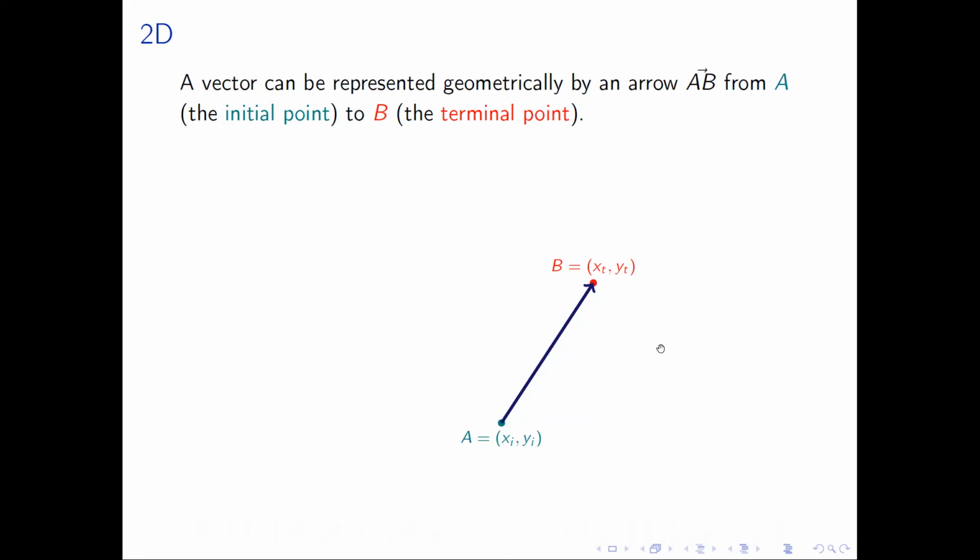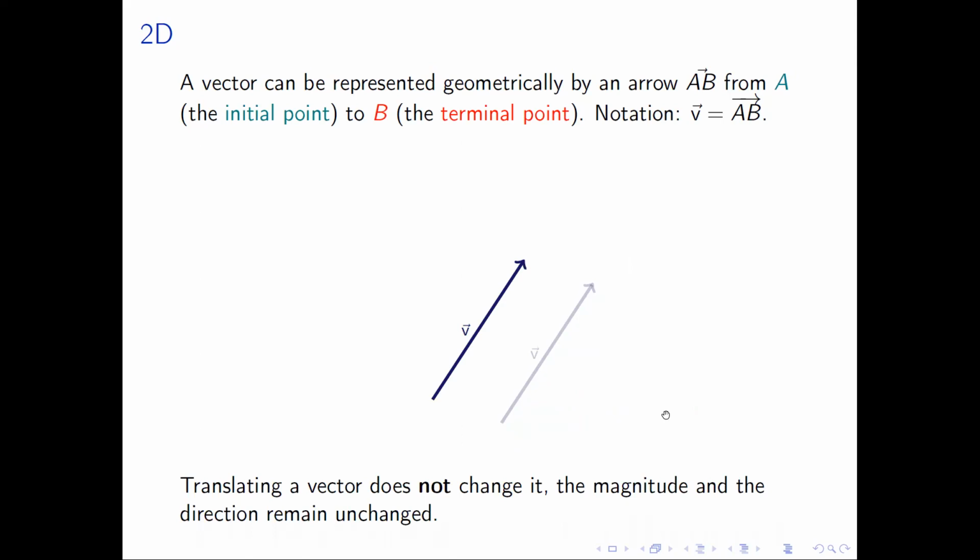Now, with initial point and terminal point, I can tell how much rise and run this vector has, and that's the difference between x terminal and x initial is going to be the run, and y terminal minus y initial is going to be the rise. Those are the two components of this vector. This vector is in 2 dimensions.